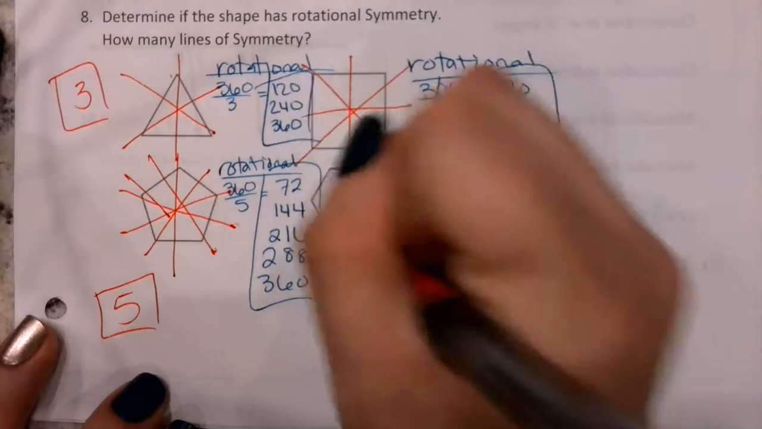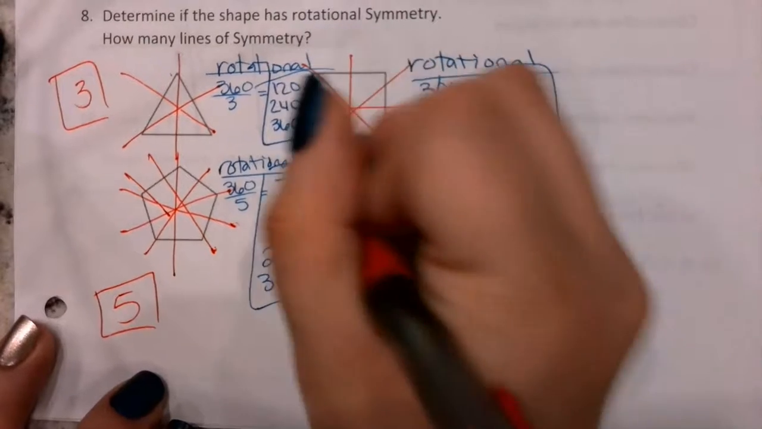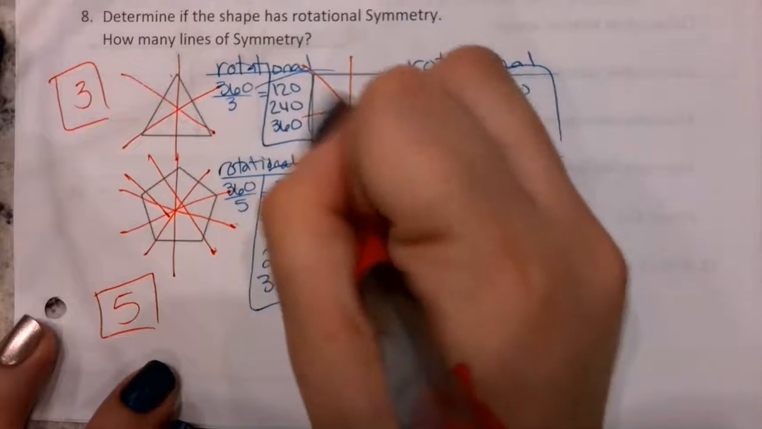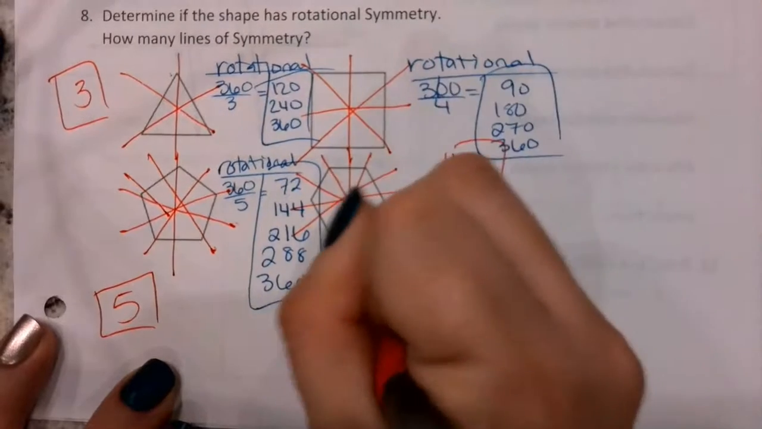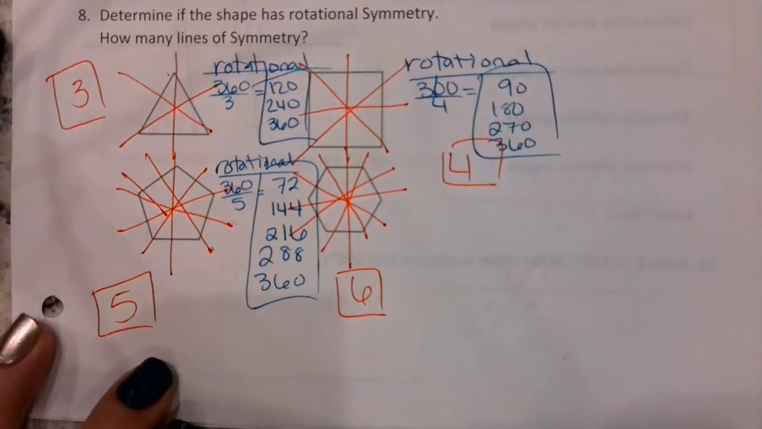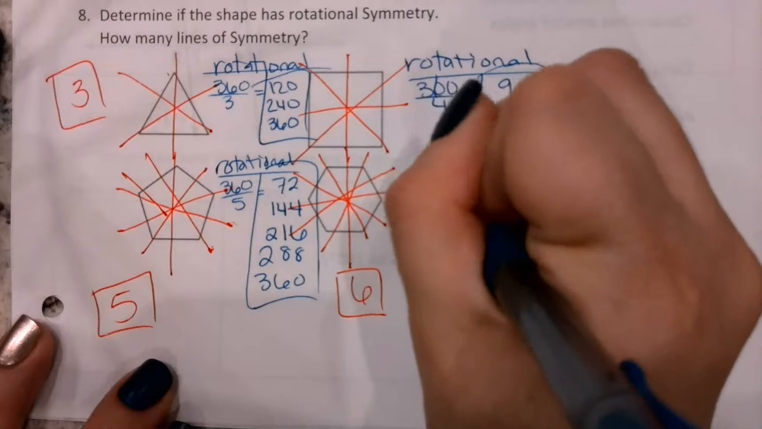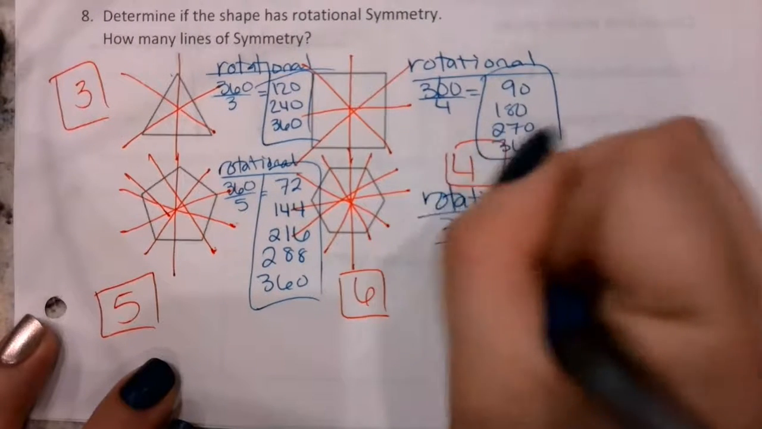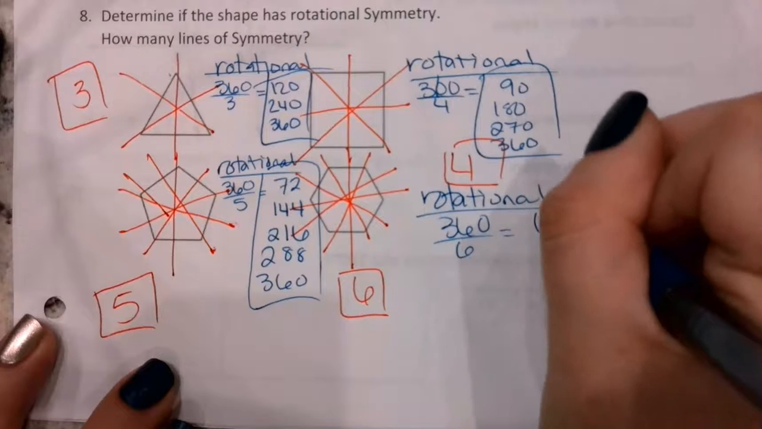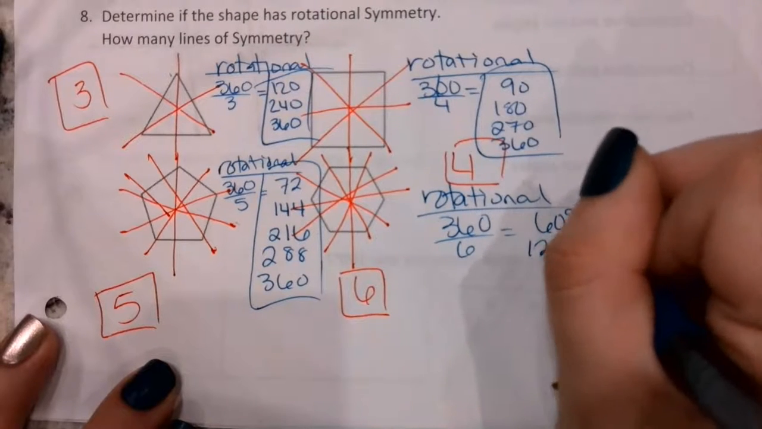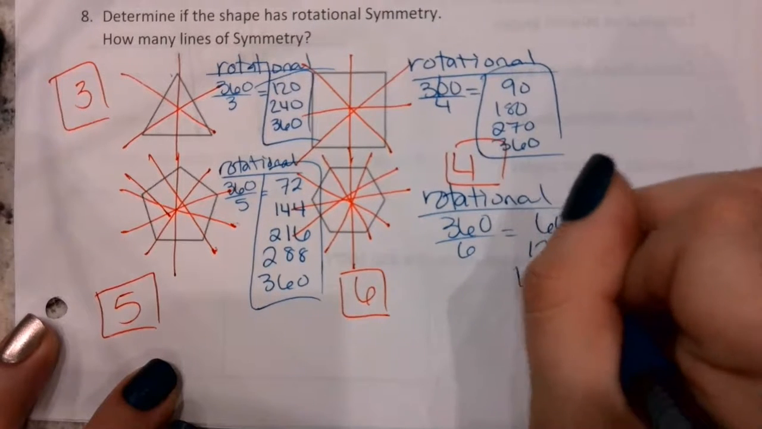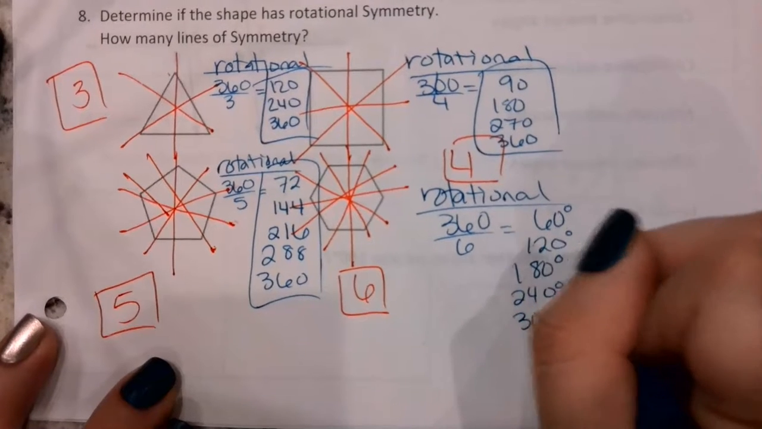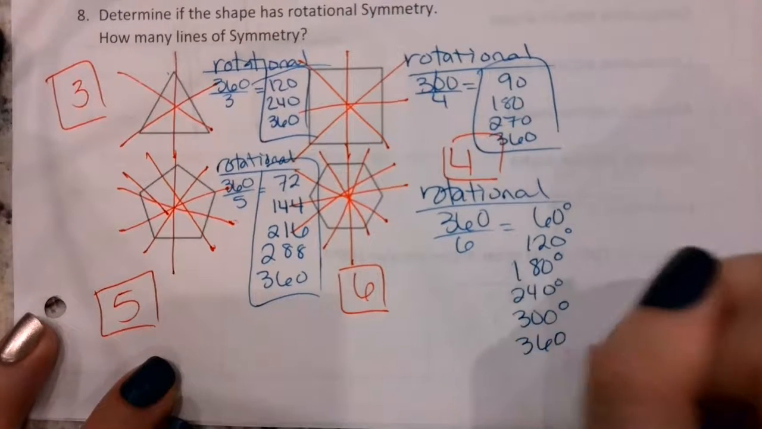Over here on my hexagon, I have one that goes through, I'm going to continue in the red pen. So one that goes through each of the sides, and then one that goes through each of the angles. So I end up with 6. For my rotational, I'm going to do 360 divided by 6, which gives me 60, 120, 180, 240, 300, 360.